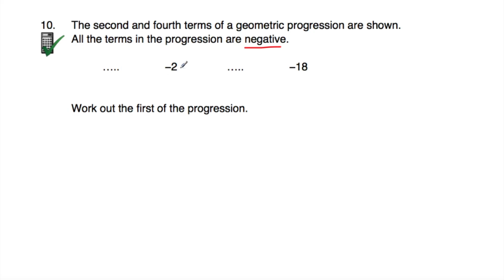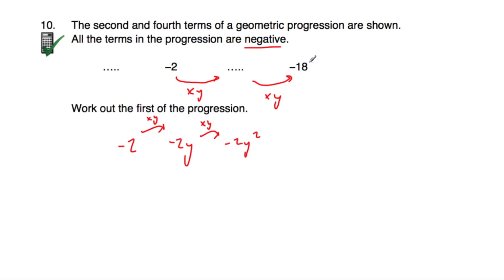So it's a bit similar to the last question. We've got this number, minus 2, is the second term, and we've got the fourth term. So we don't have two consecutive terms, but we can times by y to get this term, and then times by y again to get this term. So that means that negative 2 times y would be equal to minus 2y, and then times by y again will be equal to minus 2y squared. And minus 2y squared would be equal to negative 18.